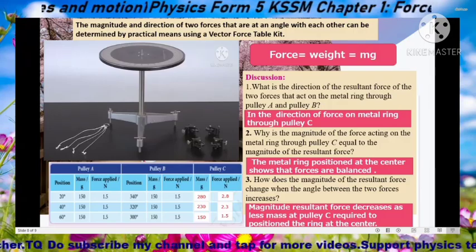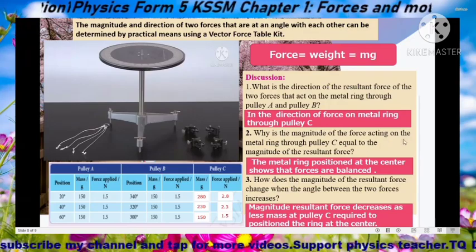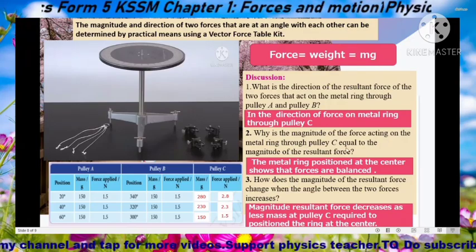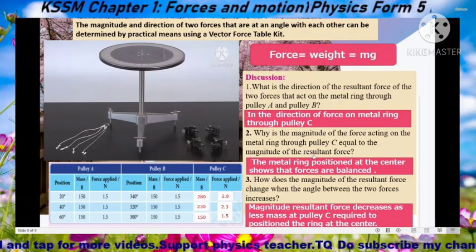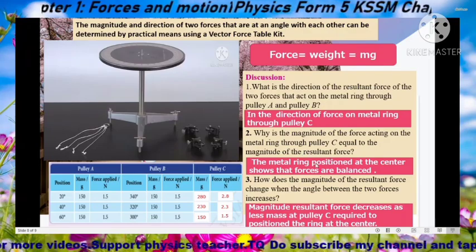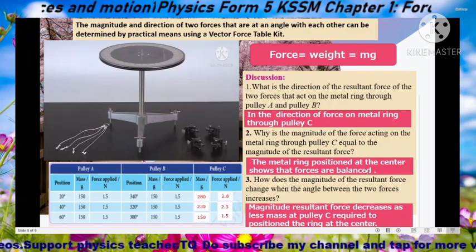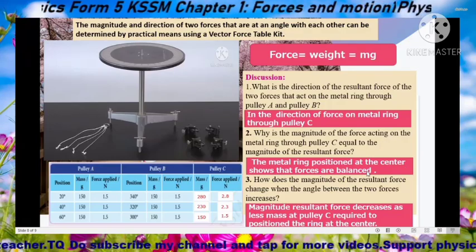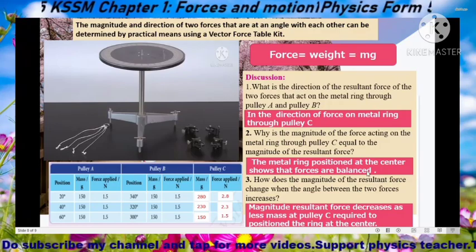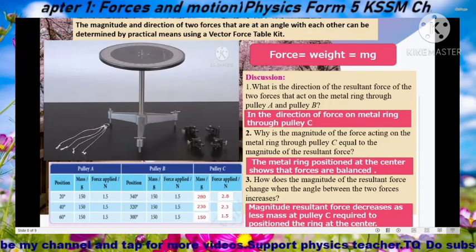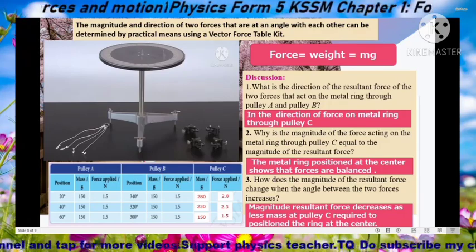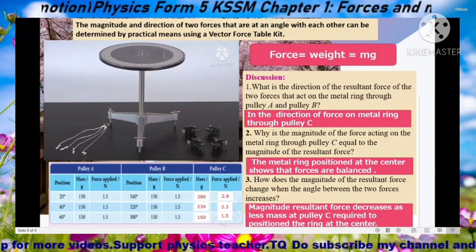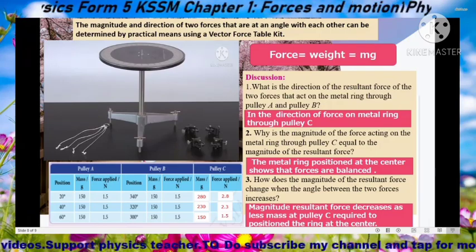Number 2, why is the magnitude of the force acting on the metal ring through pulley C equal to the magnitude of the resultant force? The metal ring positioned at the center shows that the forces are balanced. That's the reason why the force acting on the metal ring through pulley C equals the resultant force.